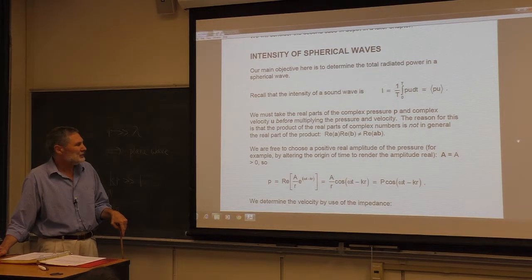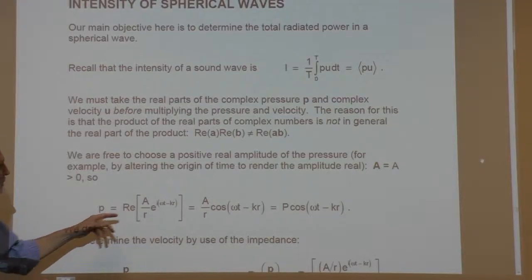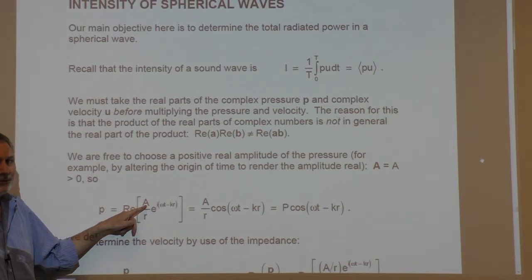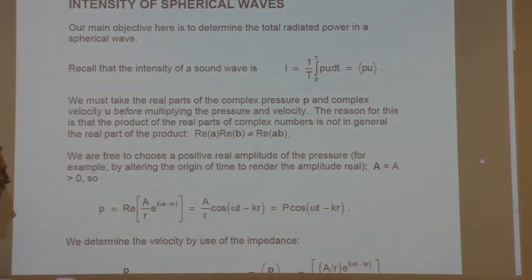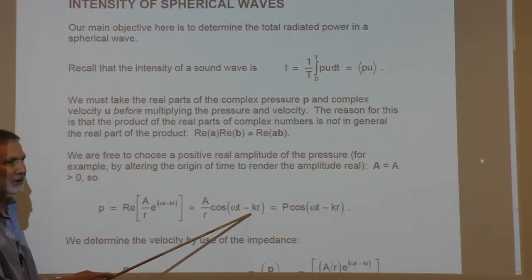Okay, so to do this, the first thing we're going to do is we have this general pressure that has a complex amplitude. We can assume without loss of generality that the amplitude of the pressure wave is real, a positive real number. There's no problem in this case, so let's do that for simplicity. Here's our pressure. We've got to take the real part, and this is easy. It's just going to be, as you know, this.